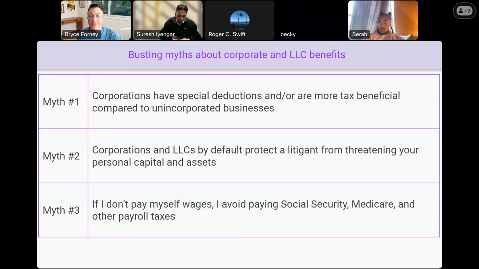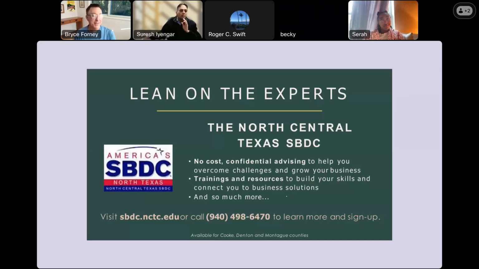And in most cases, you want to pay out almost all of the earnings as wages anyway, so that you can make higher retirement contributions and so that you can get withholding on the wages so that there is not an April tax surprise. So those are my myth busting elements.